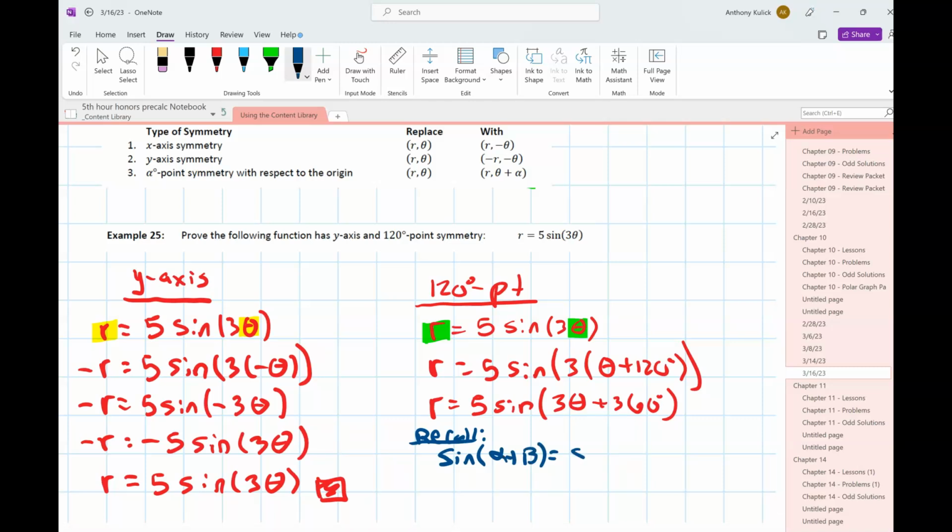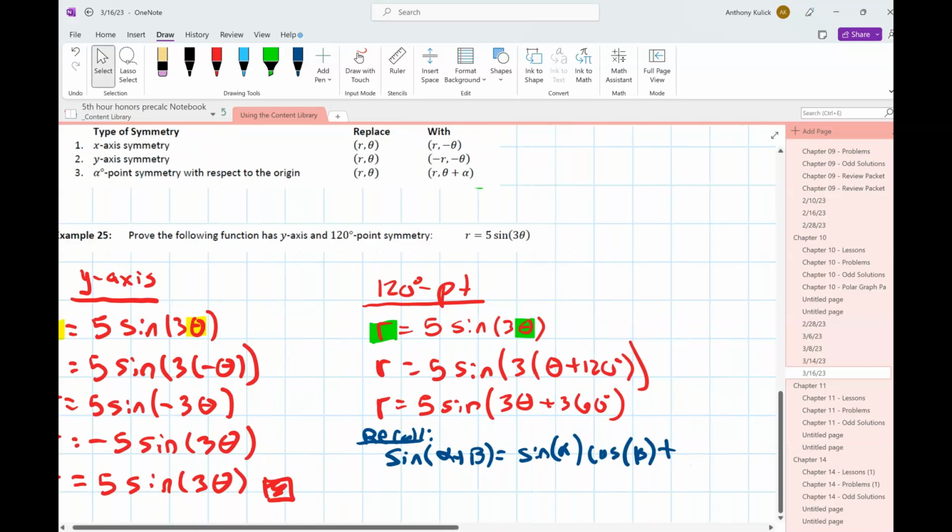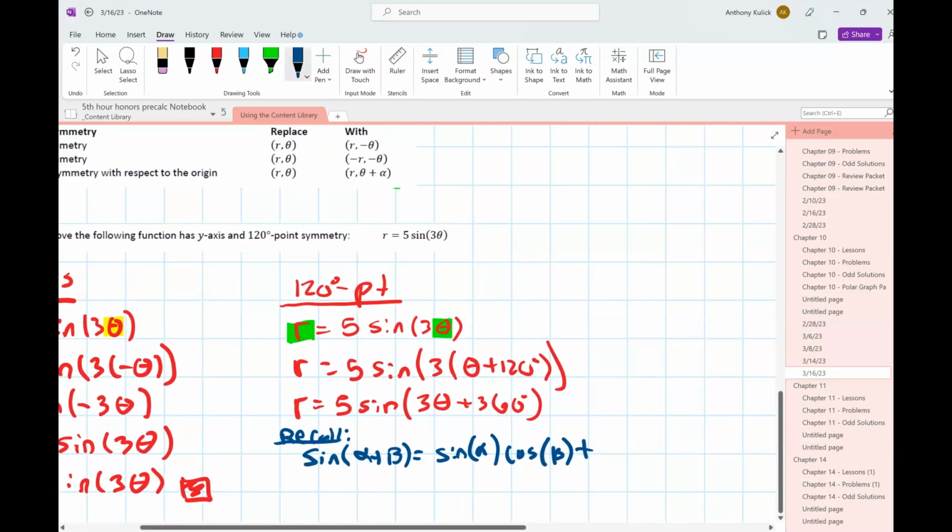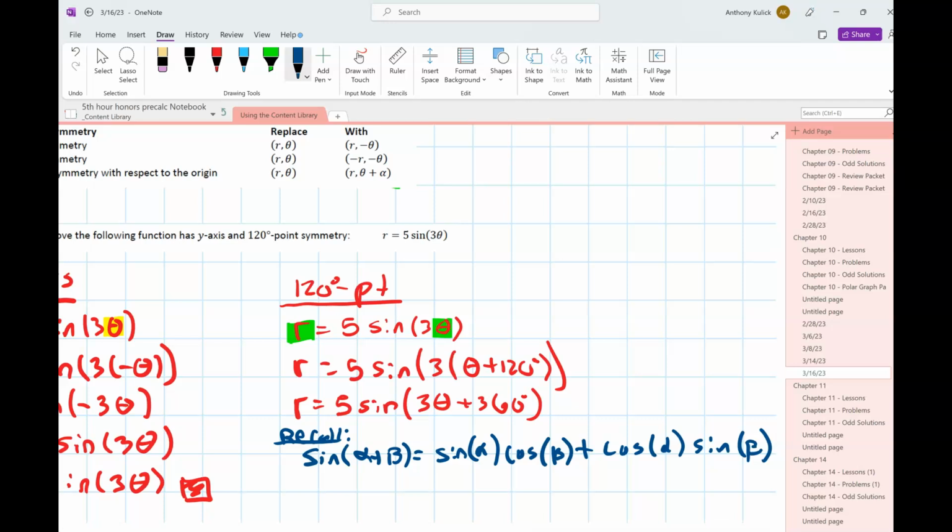Remember, we have these angle sum and difference identities. So that's what I'm going to use.